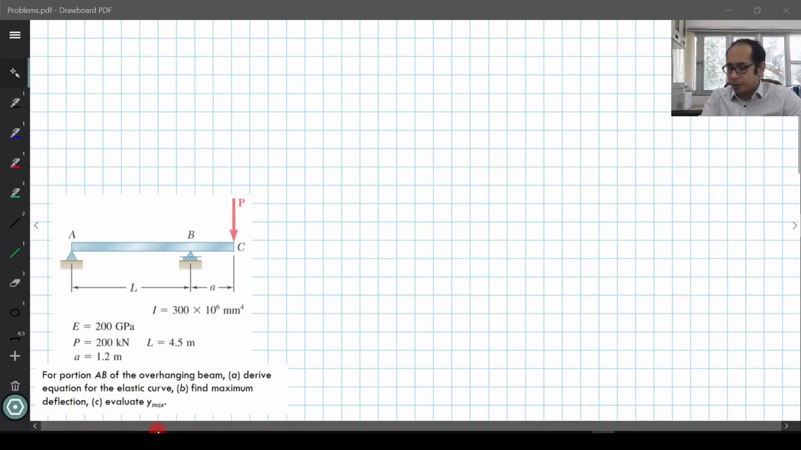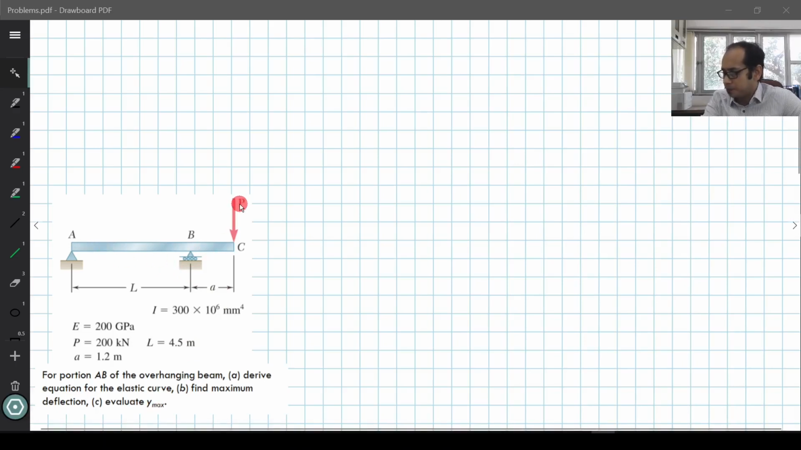The second example problem is a simply supported beam with an overhang, with a load P at the very end, and the dimensions are given overall. The first part of the problem asks you, for this overhanging beam, to find the equation for the elastic curve. So not in terms of the numbers, but just how y is a function of x. It also asks for the maximum deflection, and the last part asks you to evaluate it after you plug in the numbers.